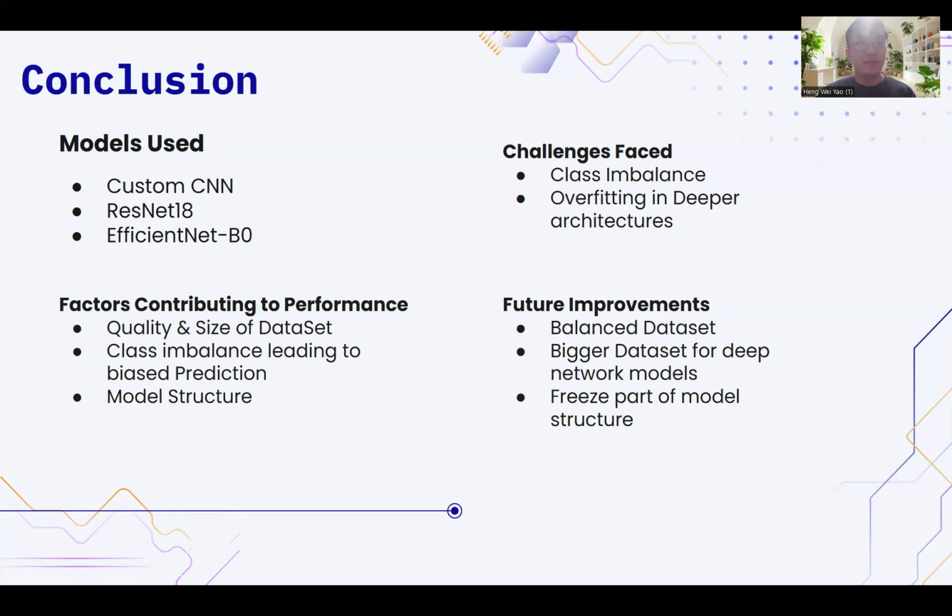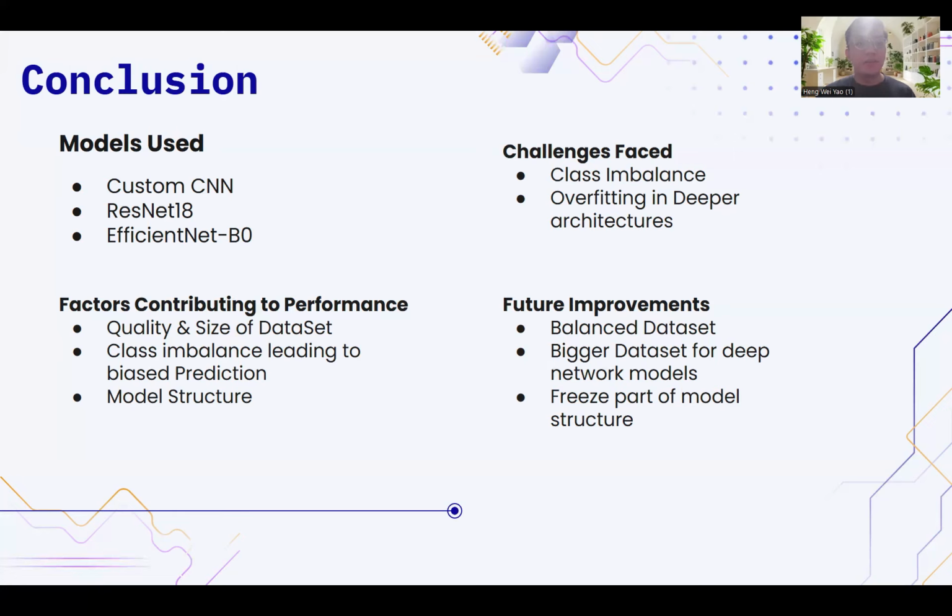For future improvements that we can focus on, we can try to balance the dataset by collecting more samples for underrepresented classes or applying techniques such as synthetic oversampling. For deep network models, we can use a bigger dataset, especially for transfer learning backbone models, so as to leverage their many parameters without overfitting.